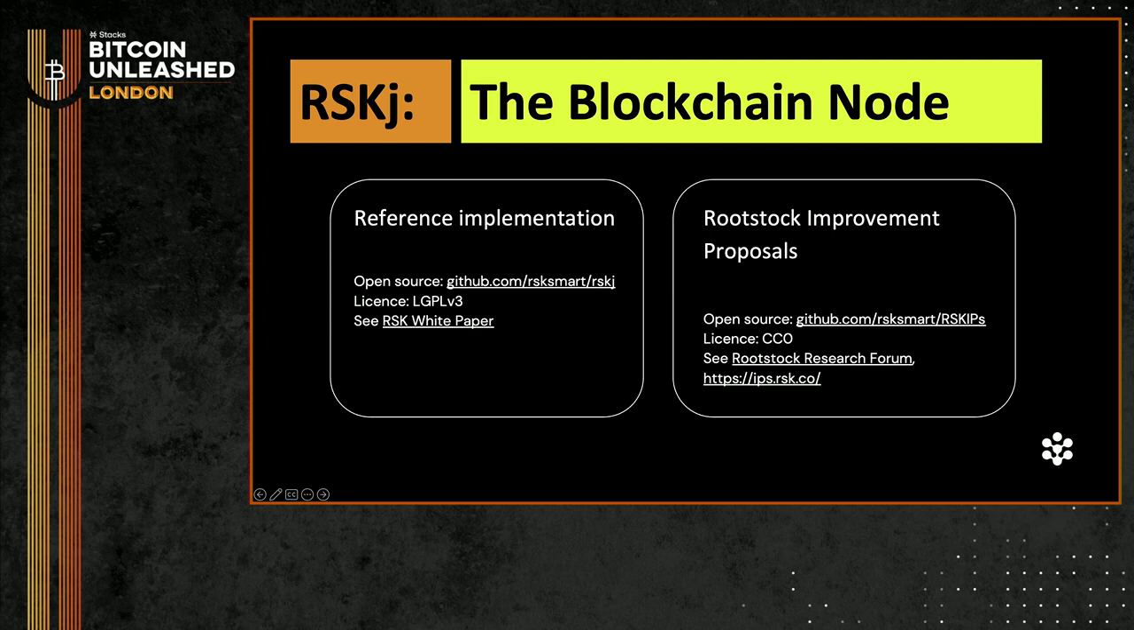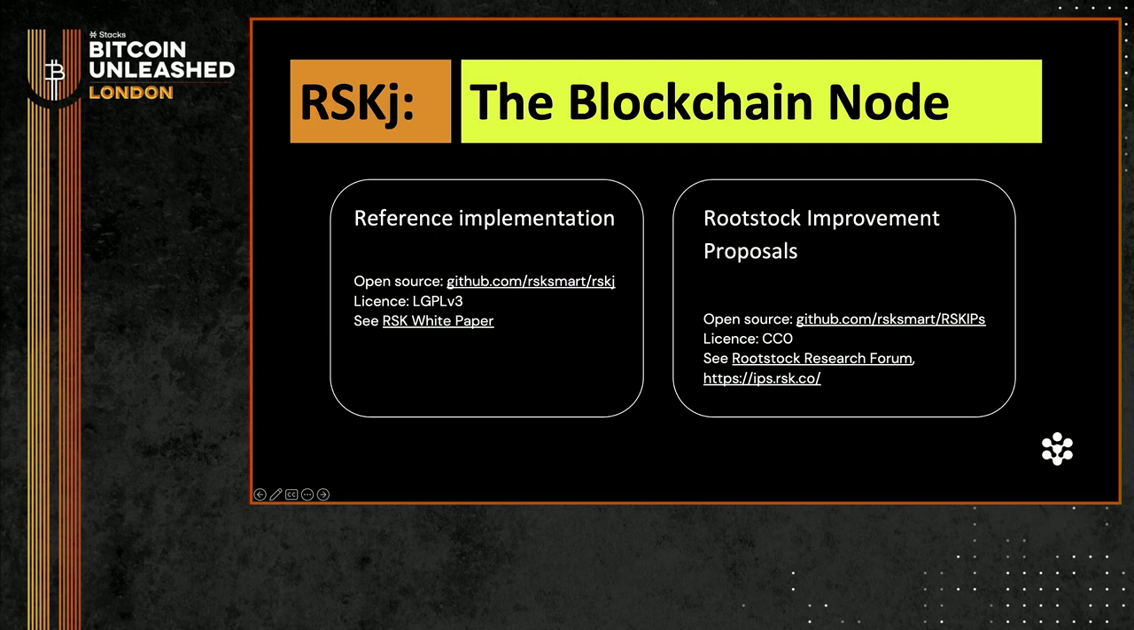Our main component is the node, the reference node. It's called RSKJ, short for Rootstock Java. It was originally forked from EthereumJ a long time ago. This is a blockchain that started running on mainnet in January 2018. And it's open source. You can collaborate through pull requests.